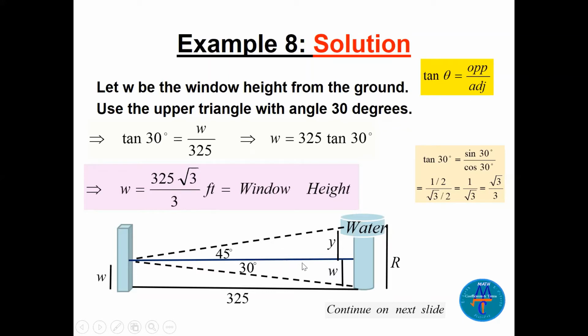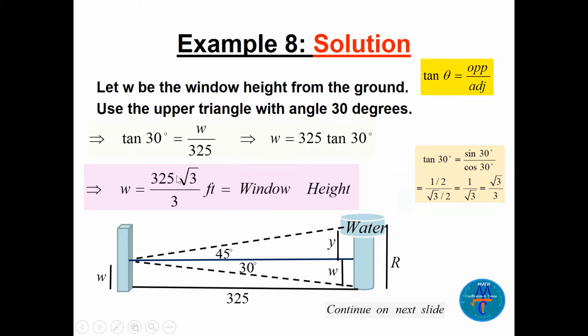So we take tan 30. The tan 30 will be the W, this one, opposite over the adjacent 325. So W will be 325 times tan 30. Tan 30 will be square root of 3 over 3. This is how we find it, or you can remember it. And this is the definition for tan theta, the opposite over adjacent.